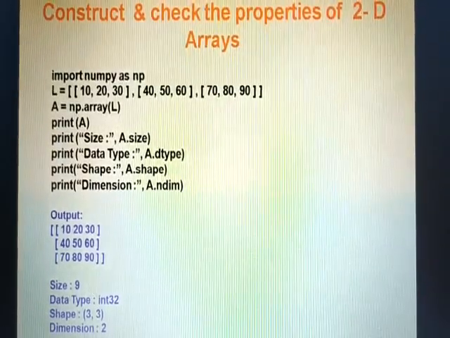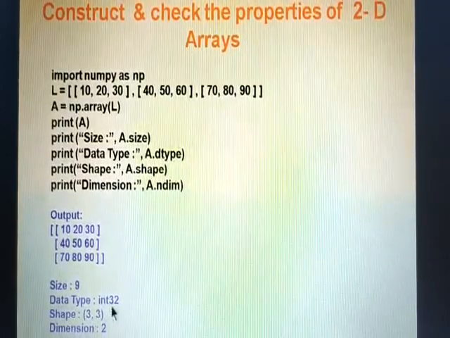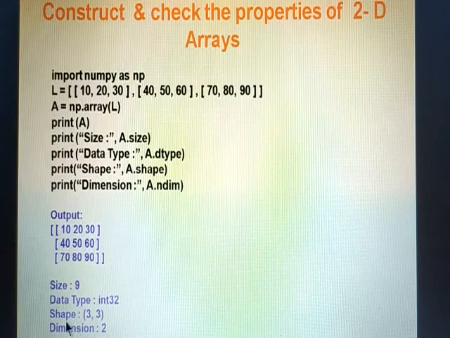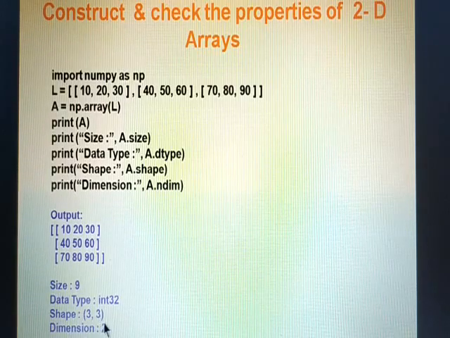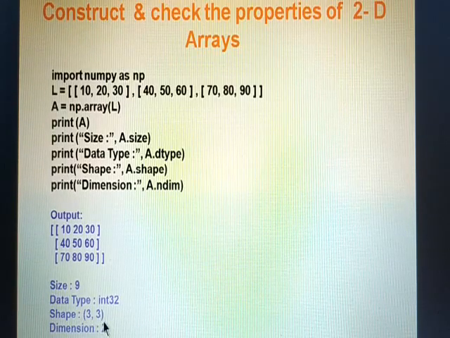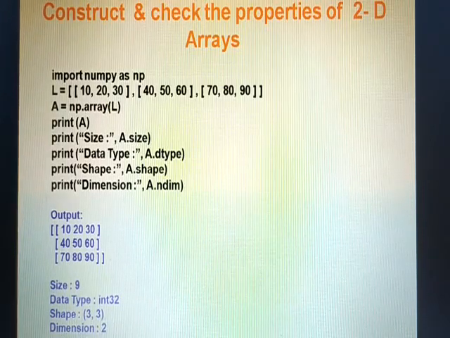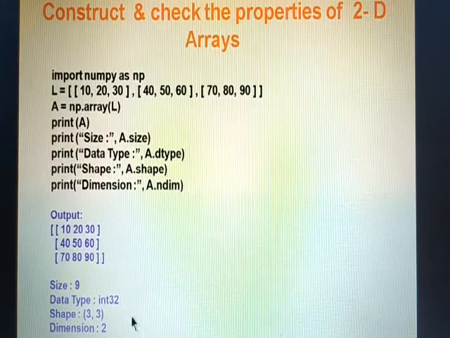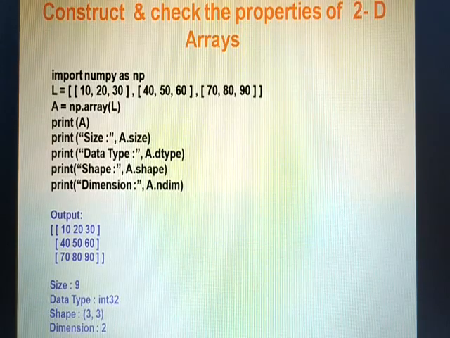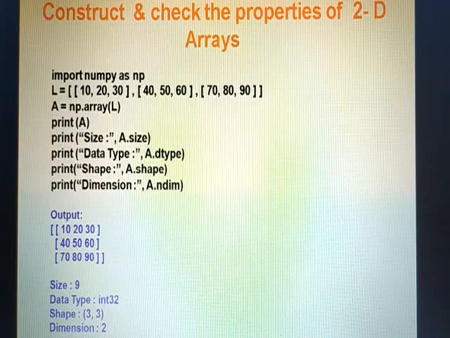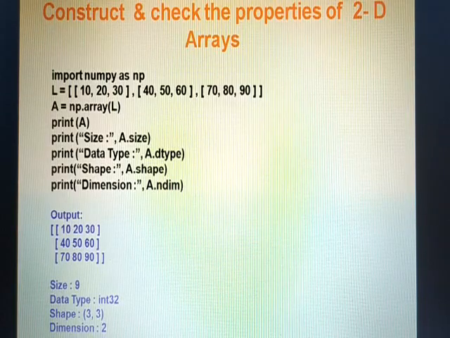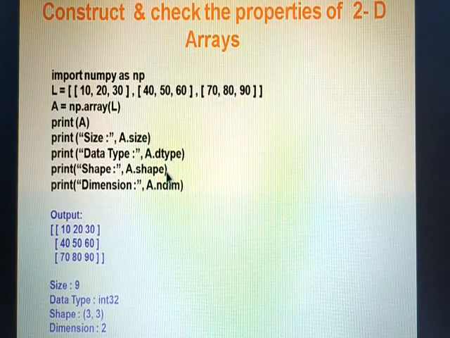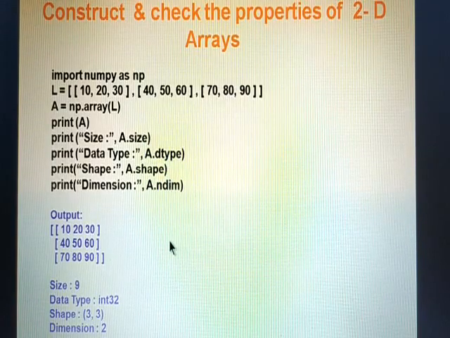Next, the data type. It will display int32. Then shape is 3, 3 because there are 3 rows and 3 columns. And dimension is 2 because there are 2 subscripts, that is, 2 axes. So in such a way, you can see the properties of the array. These attributes like size, dtype, shape, ndim can also be used on a one-dimensional array.